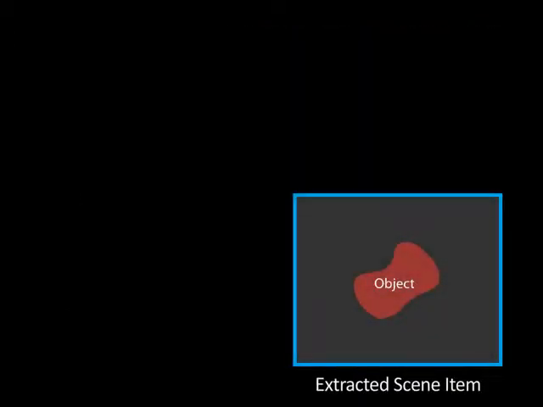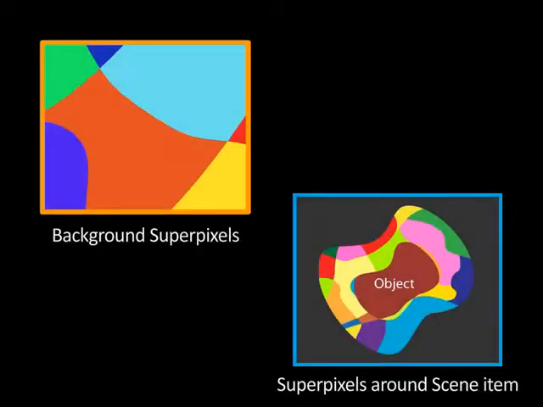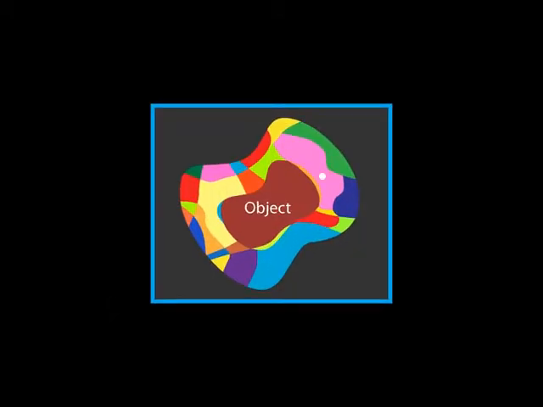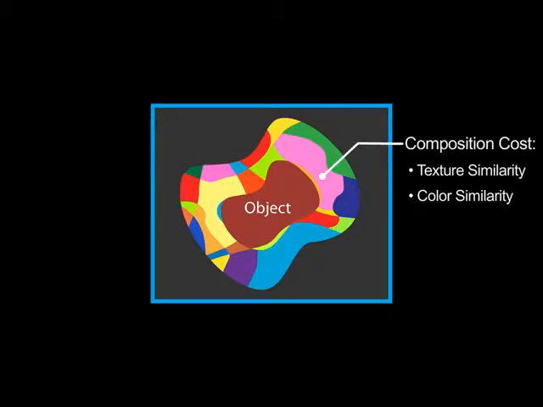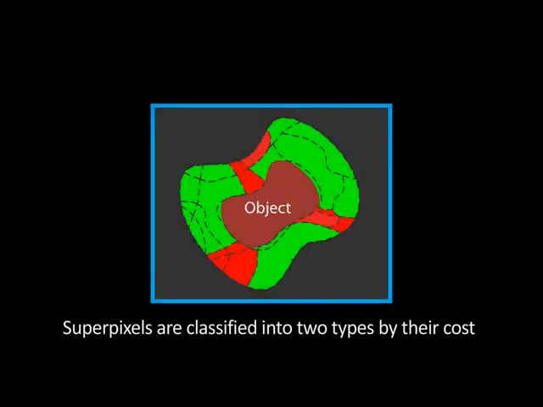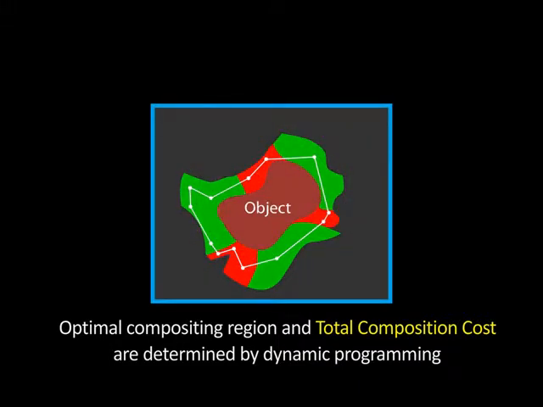To efficiently evaluate whether a scene item may be suitably composited with a given background, we divide the compositing area into superpixels and compute a composition cost which takes into account texture similarity, color similarity, and feasibility for alpha matte extraction. This cost is used to select an optimal subset of images for compositing the final output.